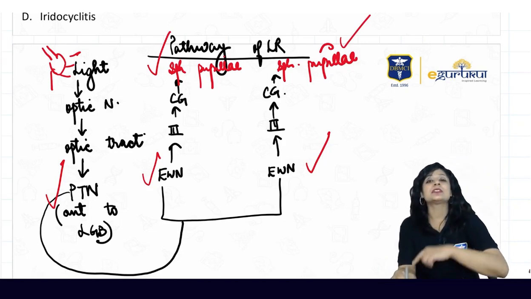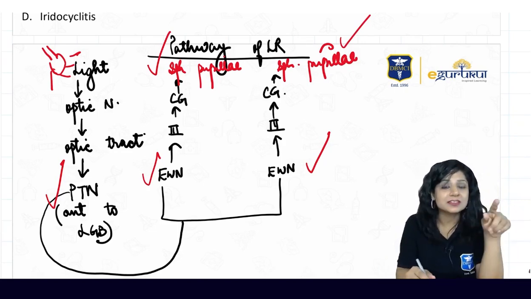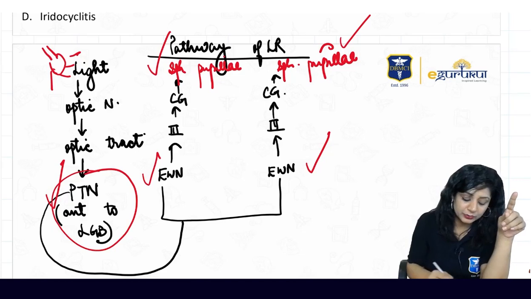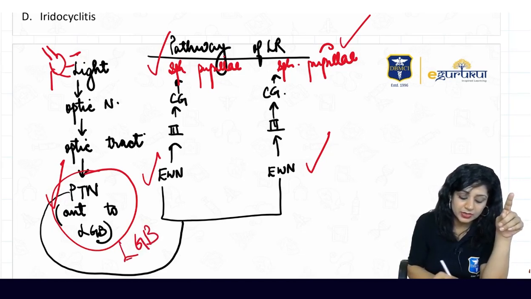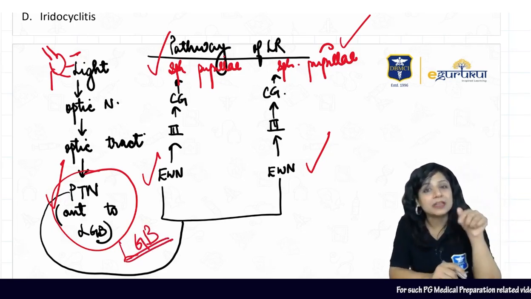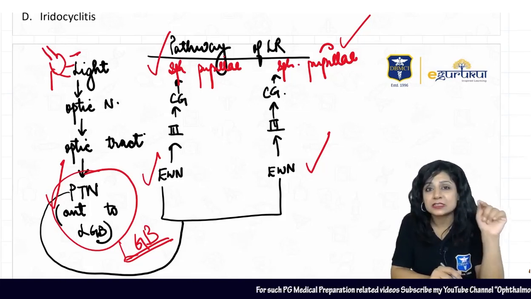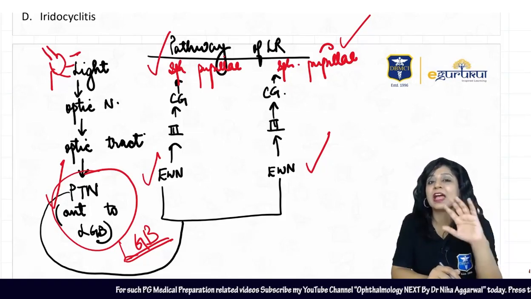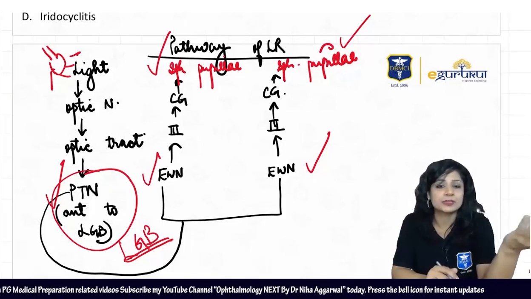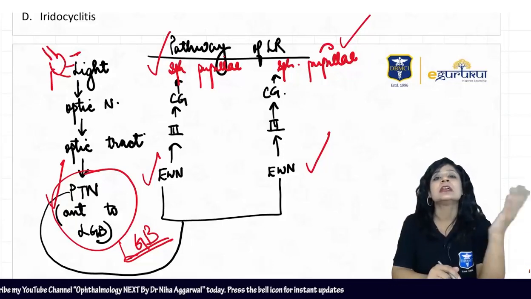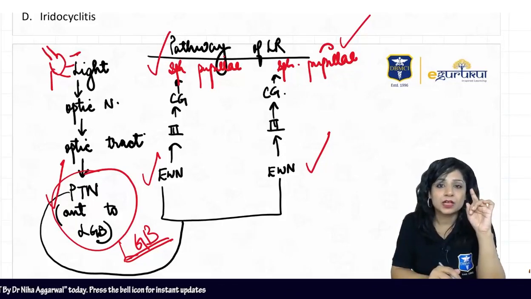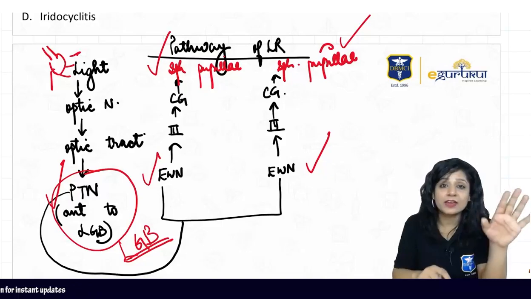Now what happens in the accommodation reflex? Everything is same, but except for this pretectal nucleus, we have the lateral geniculate body. So if I have the lesion of the pretectal nucleus, which is happening in cases of Argyll Robertson pupil, I will have the absence of the light reflex, but accommodation reflex will be fine because that includes the lateral geniculate body. All right, now it's very, very clear.